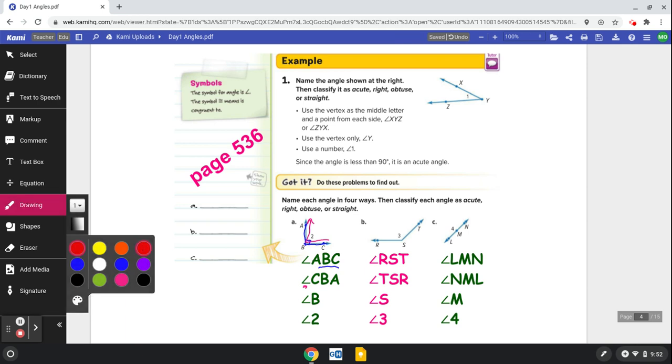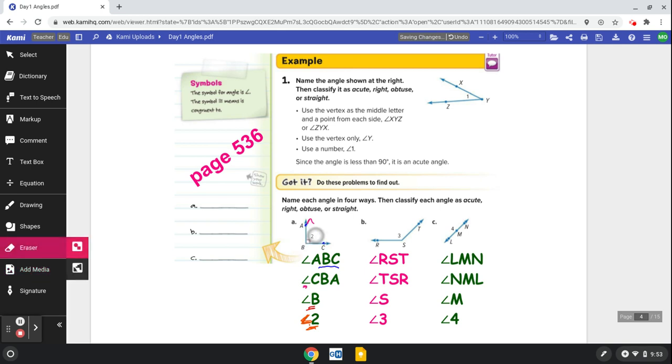Or you can even go so far as just going by what letter it is. Or if there is a number and they say it's angle 2, you can call it angle 2. That's what this little symbol here means. It's just an angle. Okay, so if I look at that, what would we classify this by the size? Is this acute, right, obtuse, or straight? Okay, if you said right, you are correct. You're right about it being a right angle.